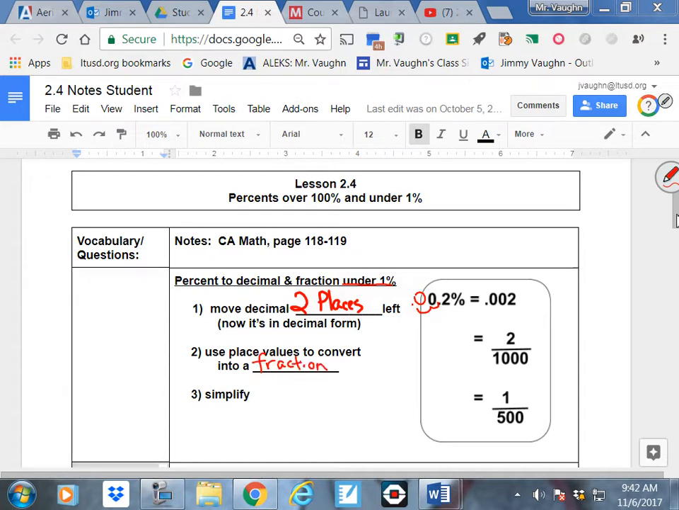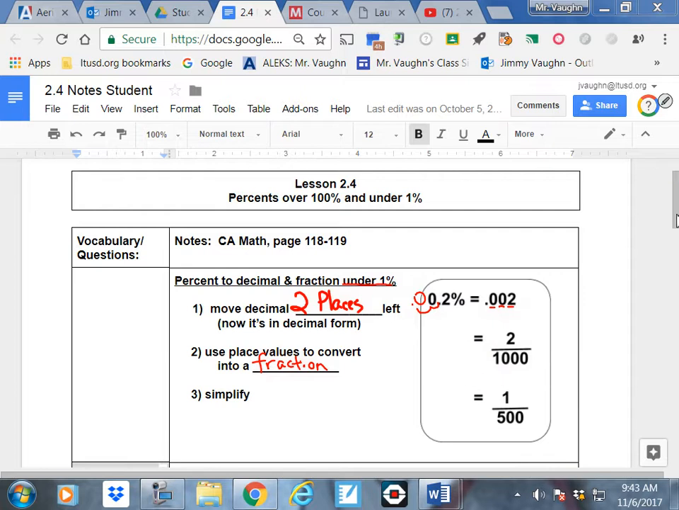Use the place values to convert it into a fraction. The 2 is in the thousandths place, so it'd be 2 thousandths. Hey, look, there's the fraction, 2 thousandths. Okay, and then simplify. 2 goes into both of those. Divide by 2, divide by 2, and you got 1 over 500. So that's if it's under 1%.